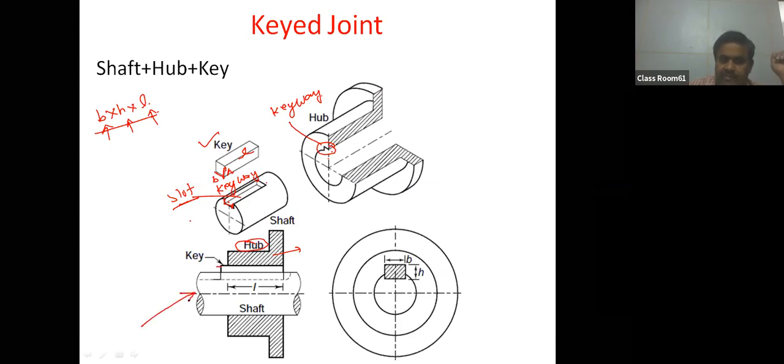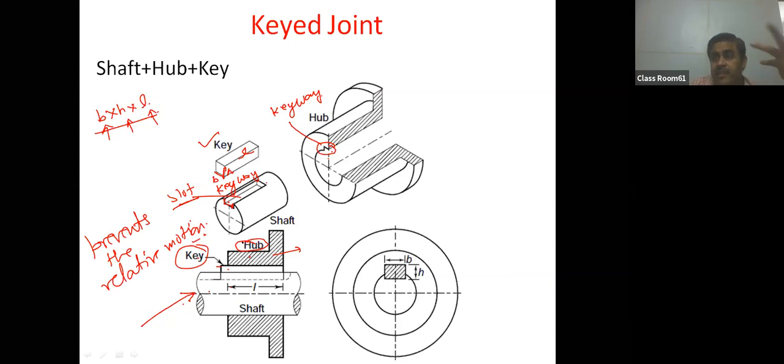And with the help of key, what is the advantage? When the shaft rotates, because there is a key between the shaft and the hub, this key prevents the relative motion between the shaft and the hub. So it is the function of the key. आप कह सकते हैं what is the function of the key? The function of the key is to prevent the relative motion between the shaft and the hub. Second function, it can transmit torque from the shaft to the hub, because when shaft rotates, hub also rotates. So torque is transferred from shaft to the hub with the help of key.